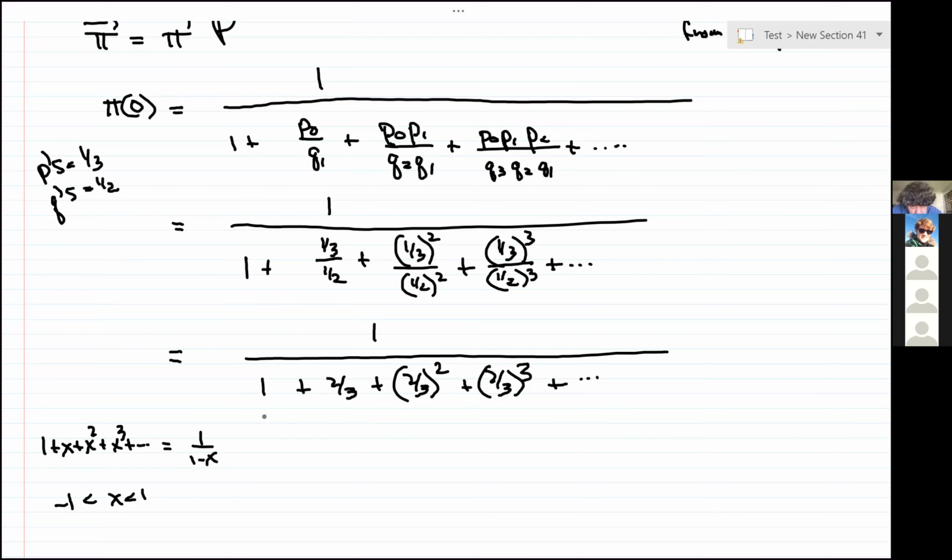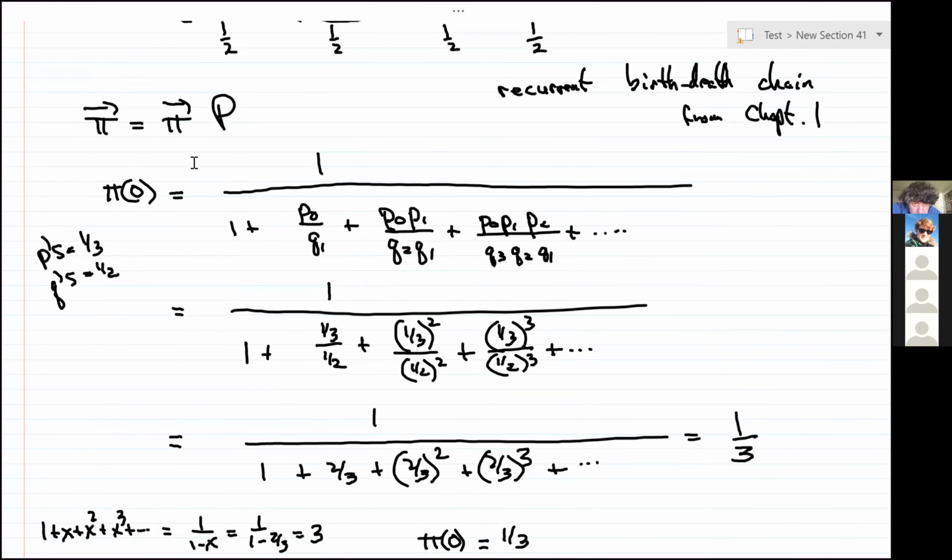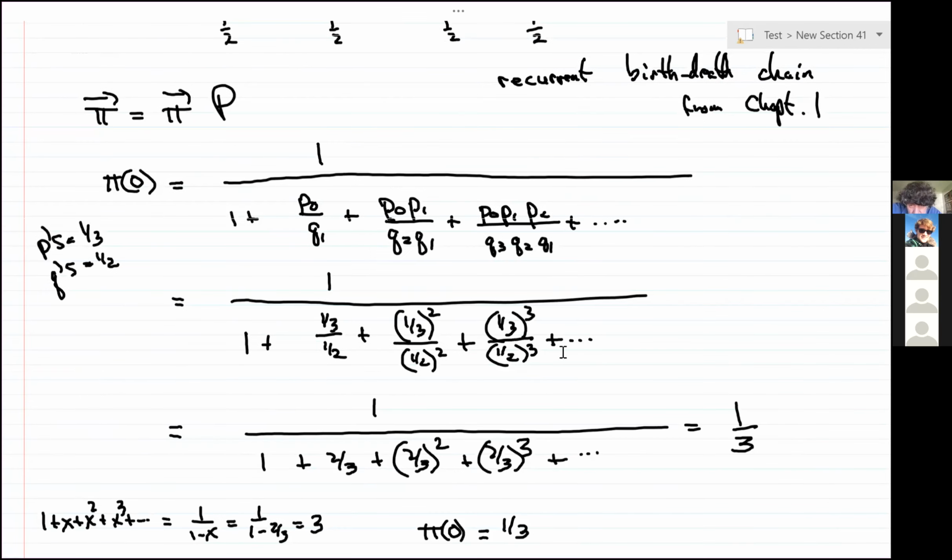So in this case, x is what? 2/3. We keep multiplying by 2/3. So this would be 1 over 1 minus 2/3. 1 minus 2/3 is 1/3, and 1/3 on the bottom translates to 3. So this whole sum is 3. So pi 0 is 1/3. That's pretty nice. What does it say? It says the stationary distribution has probability of 1/3. Well, that's just pi 0. What's pi 1?